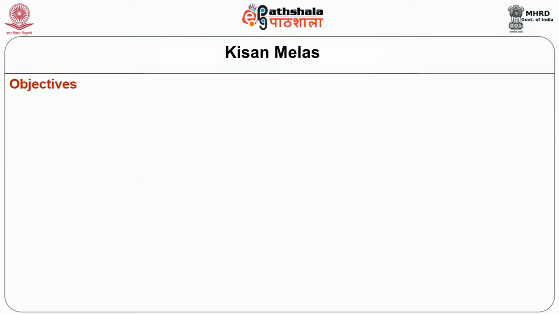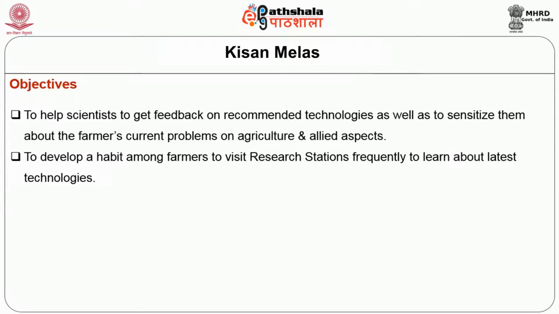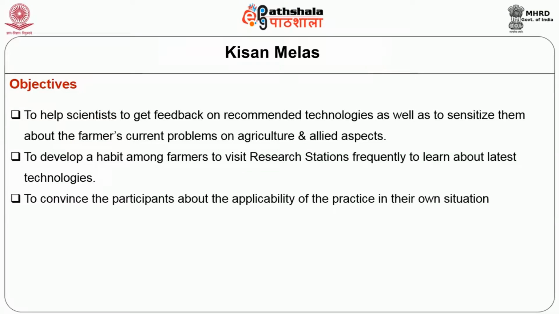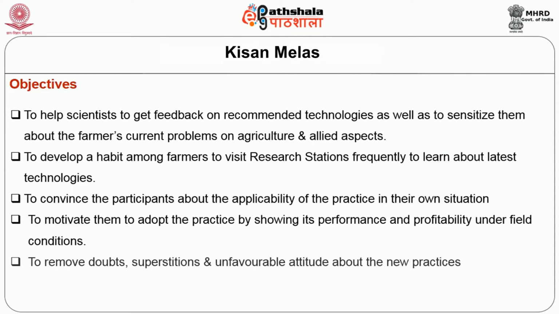Fourth objective of Kisan Melas is to help scientists to get feedback on recommended technologies as well as to sensitize them about the farmers' current problems on agriculture and allied aspects. Fifth objective is to develop a habit among farmers to visit research stations frequently to learn about the latest technologies. Sixth, to convince the participants about the applicability of the practice in their own situation. And seventh, to motivate them to adopt the practices by showing its performance and profitability under field conditions. Eighth objective, to remove doubts, superstitions and unfavorable attitude about the new practices. And ninth, to reinforce previous learning about the practice.